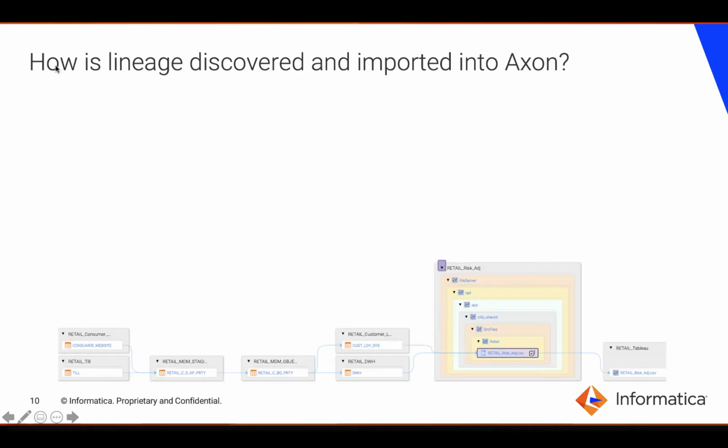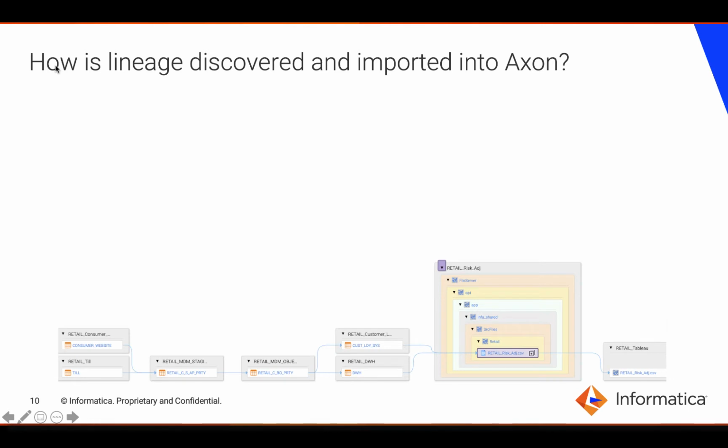Now, there's two elements to this lineage discussion that we need to think about. There's kind of the technical view, the technical lineage, and then there's the business lineage, which is more consumable for business users. So we're going to talk about both. First up, the technical lineage.